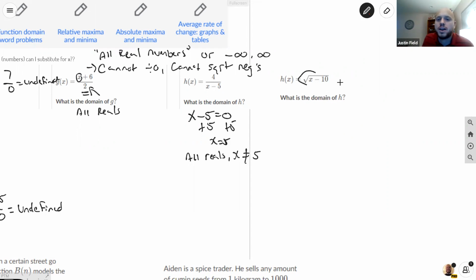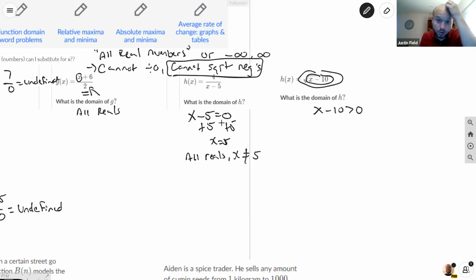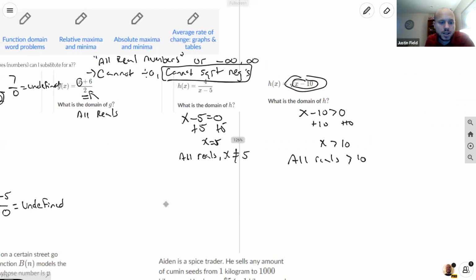What is the domain here? Well, you see the square root sign, and you see we cannot take the square root of negative numbers. So we cannot have a negative inside the square root. That means that x minus 10 must yield a positive result, a result greater than 0. So instead of equal, now we use the greater than sign, and then we solve, and we get x is greater than 10. So this would be all reals greater than 10. Or you can word it differently, but that is the domain. All right, so there you go.